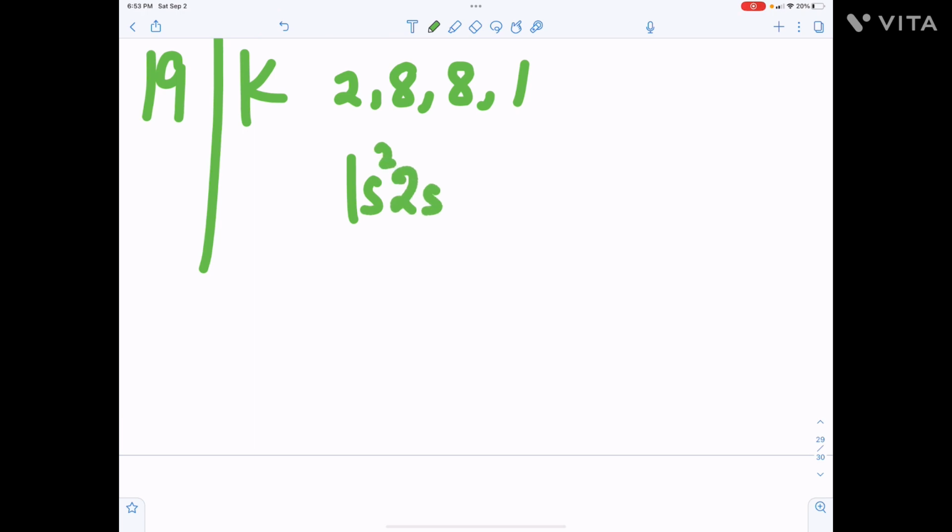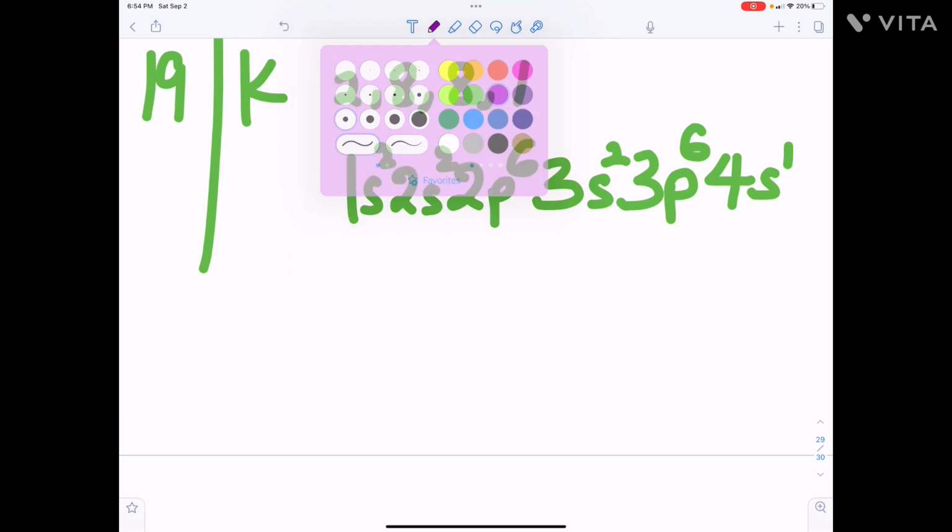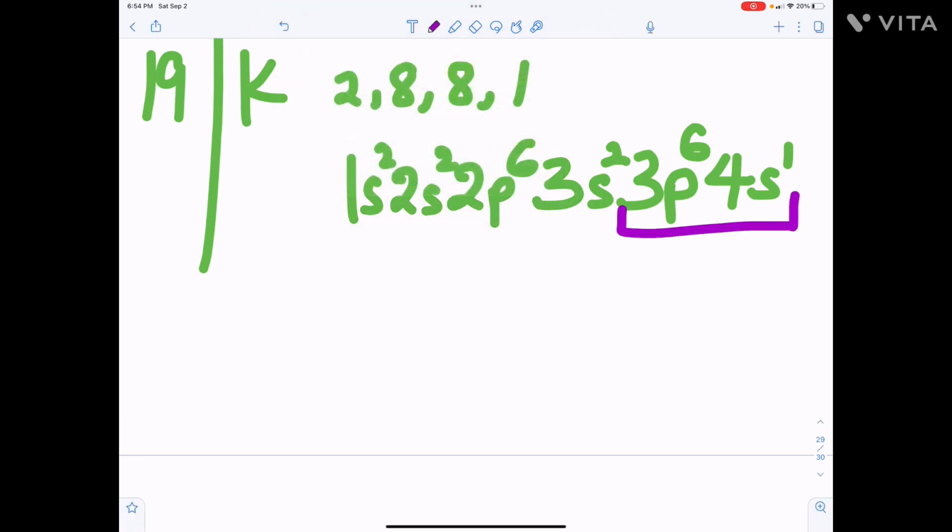3p6. Potassium will be 1s2, 2s2, 2p6, 3s2, 3p6, and what? 4s1. You can now see our exception. You understand? The exception I was talking about is right here.